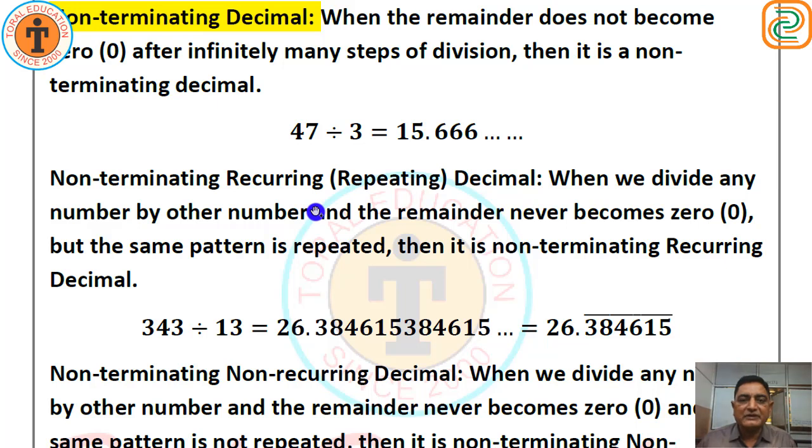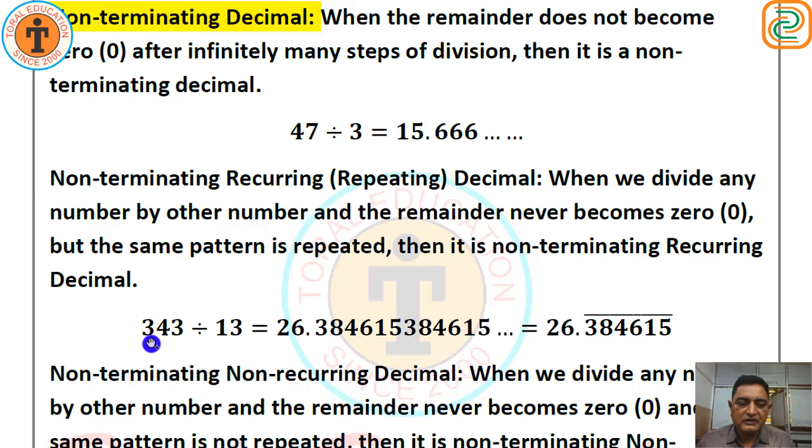Next, non-terminating recurring, that is, repeating decimal. The numbers repeat. When we divide any number by another number and the remainder never becomes 0, but the same pattern is repeated, then it is a non-terminating recurring decimal. You can see here, 15.666, 6 is repeating. So it is a non-terminating recurring decimal.